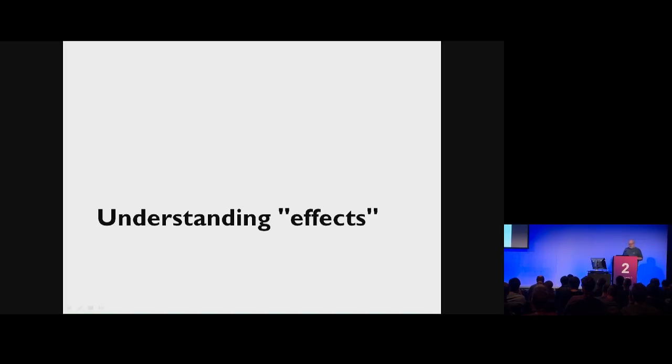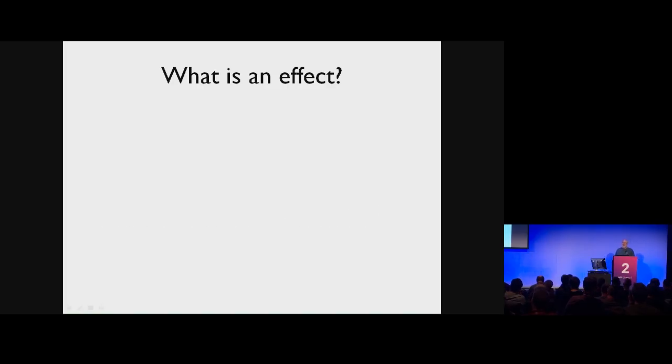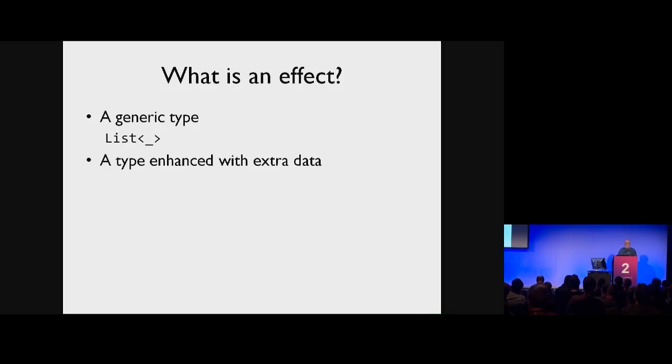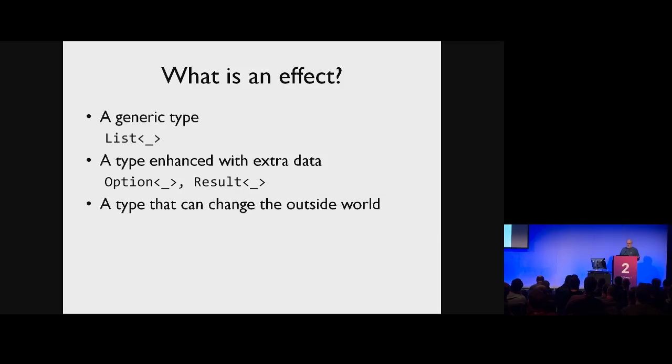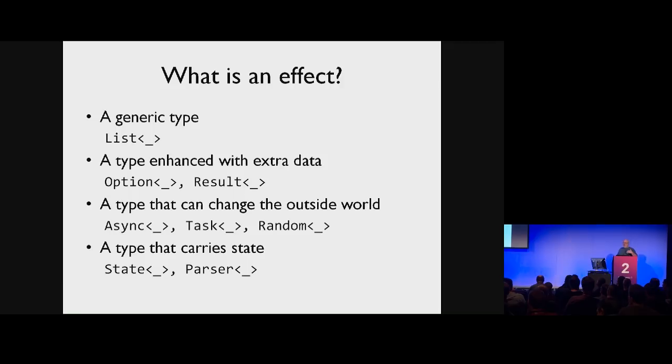And now we're going to go even more scary. We're going to talk about effects. So what is an effect? Functional programmers talk about effects all the time. An effect is really just a generic type, like a list of something. Or it could be a type with some extra data in it, like an option type or a result type. It could be a type that changes the state of the world, like an async, or interacts with the world, like a task or random number generators, or it could carry state around, like a state type or a parser type. It's actually kind of vague what an effect is. It really could be all sorts of stuff. It's basically a generic type, which is a normal type with some extra stuff.